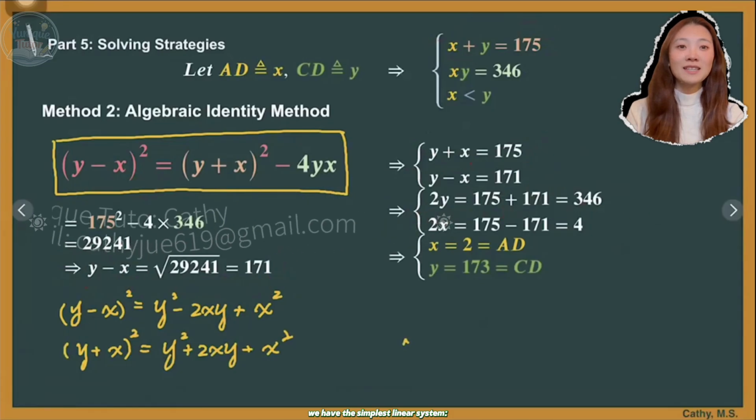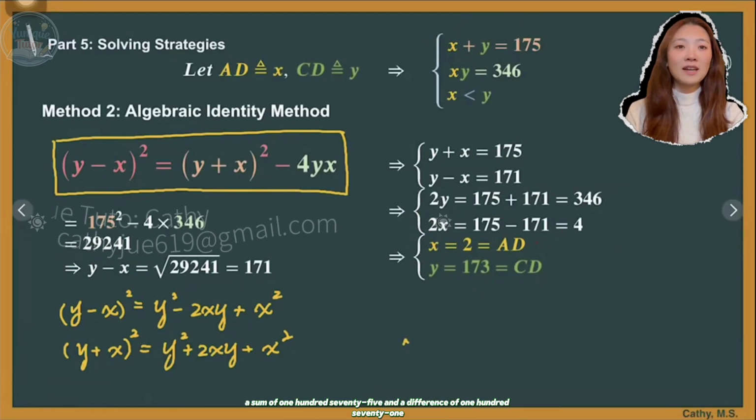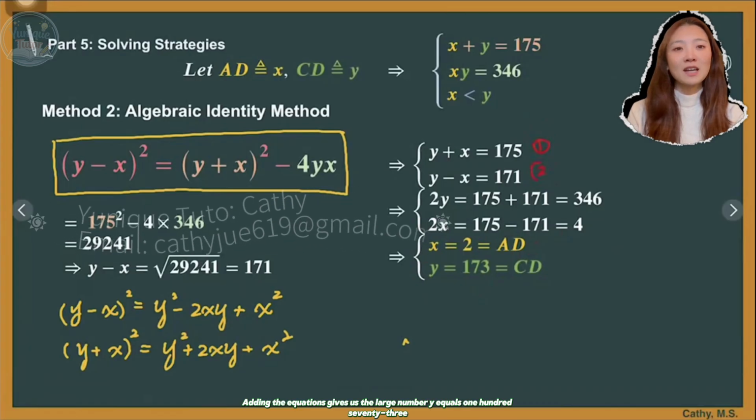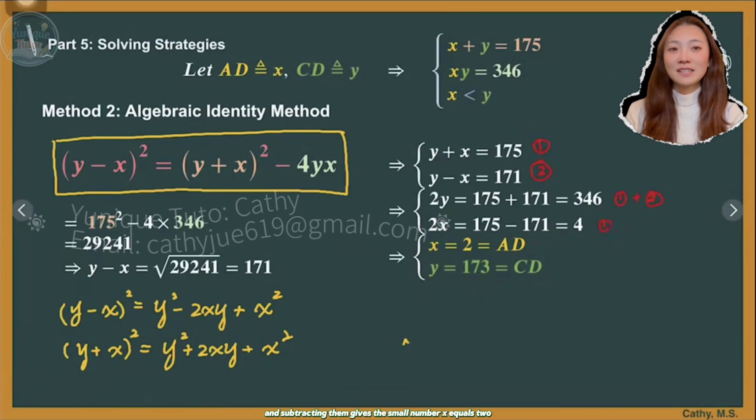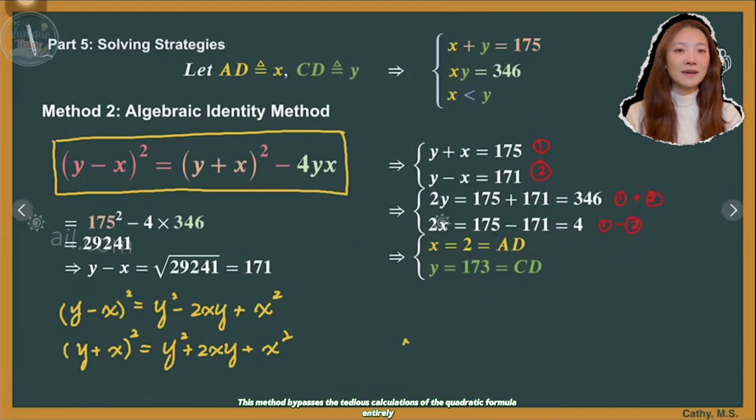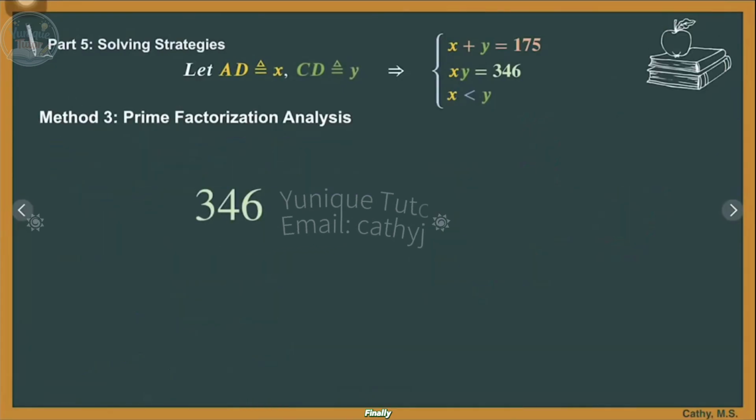Now we have the simplest linear system, a sum of 175 and a difference of 171. Adding the equations gives us the large number y equals 173 and subtracting them gives the small number x equals 2. This method bypasses the tedious calculations of the quadratic formula entirely.